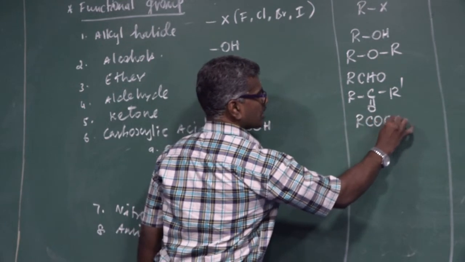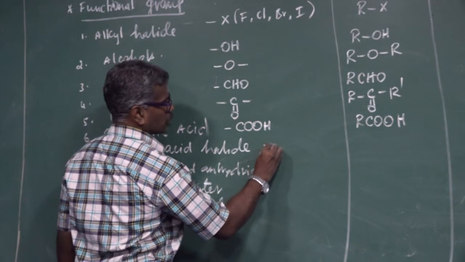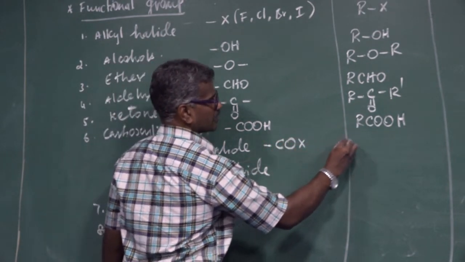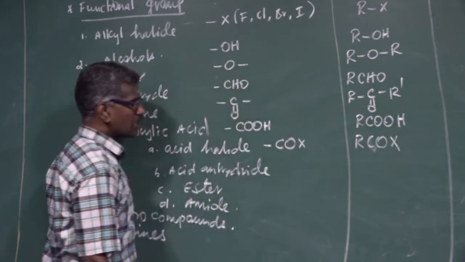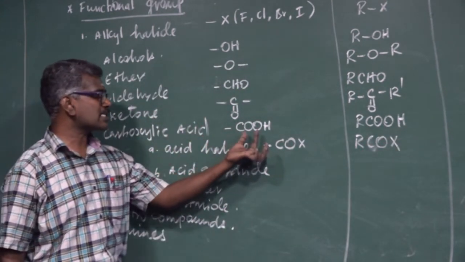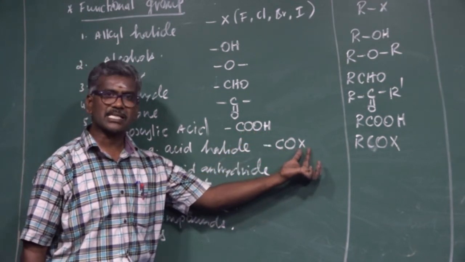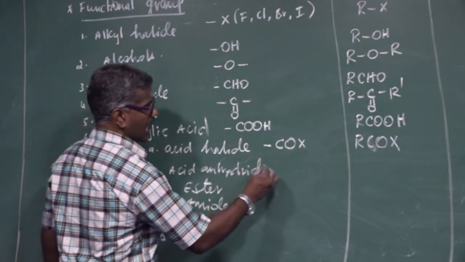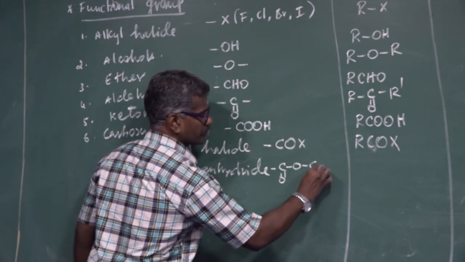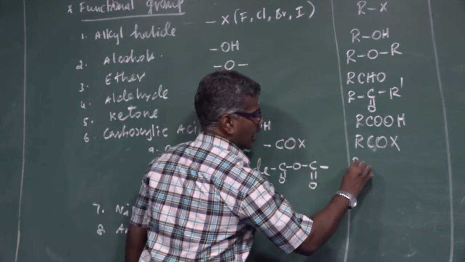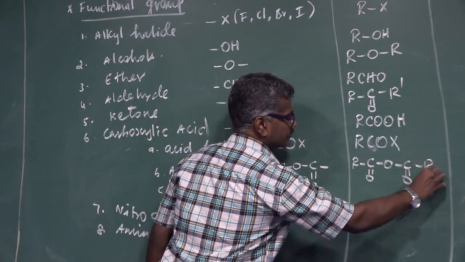Another one is acid halide, functional group COX, that is RCOX. These are the derivatives. In carboxylic acid, functional group COOH, the OH group can be replaced by X. This is a halide. Another one is anhydride. Anhydride functional group is RC(=O)-O-C(=O)R.